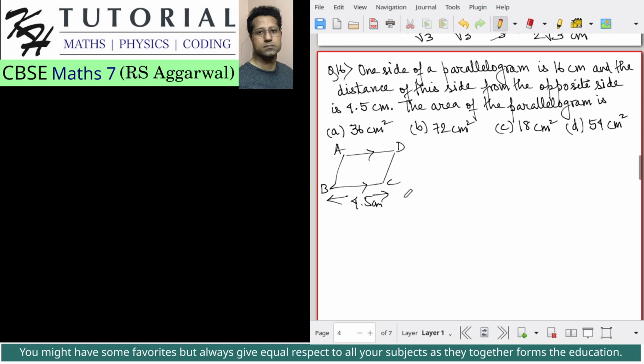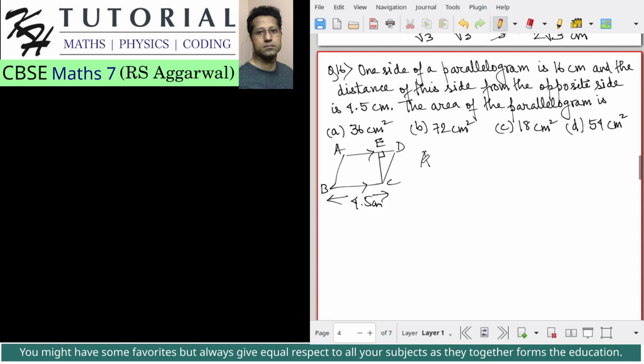centimeter, and so it is given that one side of a parallelogram is 16 centimeter and the distance of this side from the opposite side. Now the opposite side to BC is AD, and the distance between BC and AD is nothing but the perpendicular drawn from any vertex either B or C on AD. So if CE be the perpendicular to AD, then CE is the perpendicular distance between the opposite sides BC and AD, which is also the height.